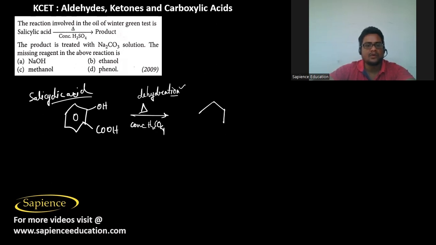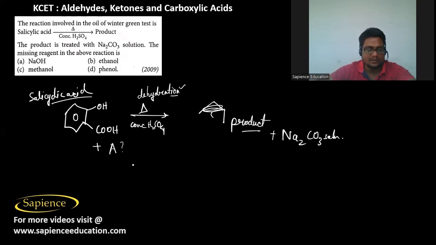then in the oil of wintergreen test, some product will be formed here. Then it is told that the product is treated with sodium carbonate solution. Then the missing reagent in the above reaction is, it means that here one more reactant should be present. So what is the other reactant A that we have to find out?